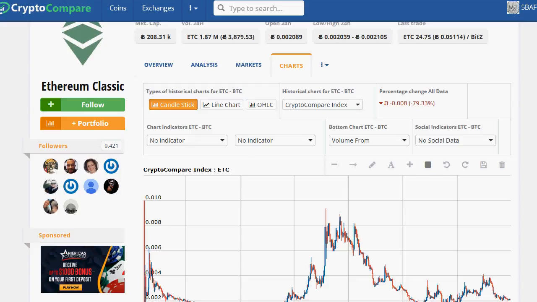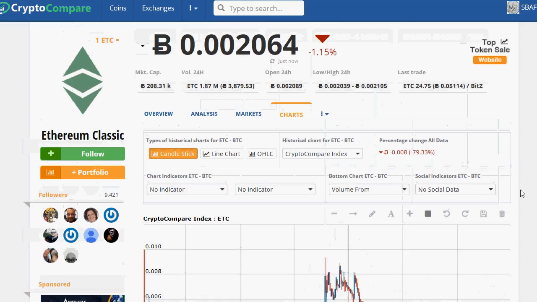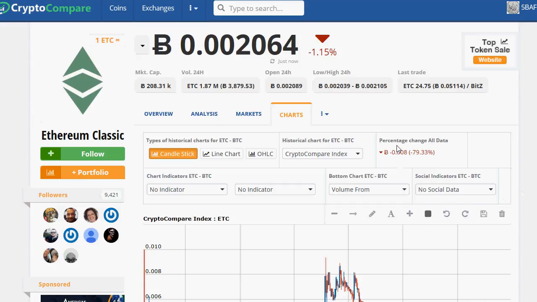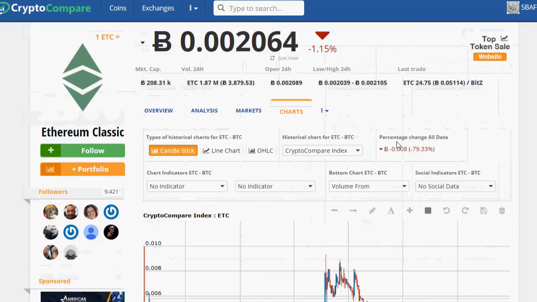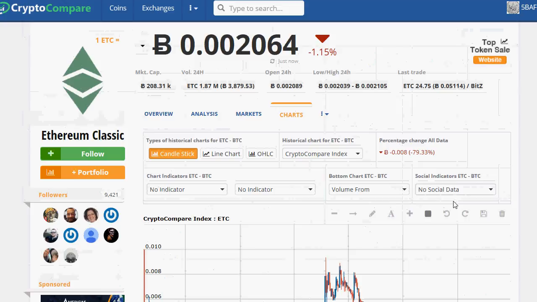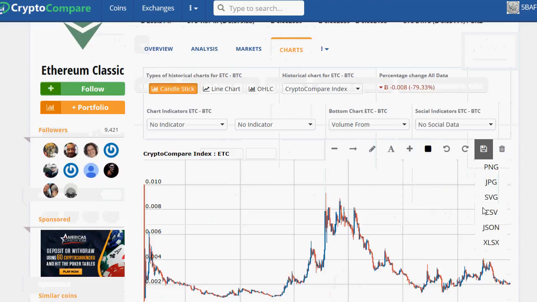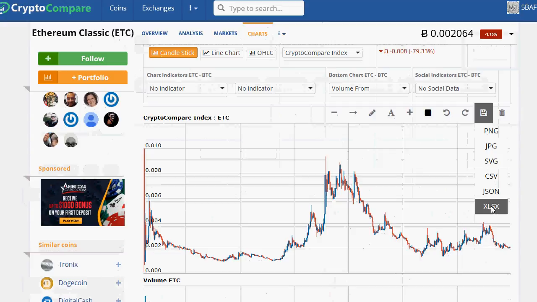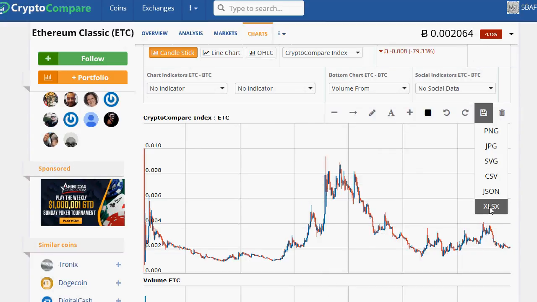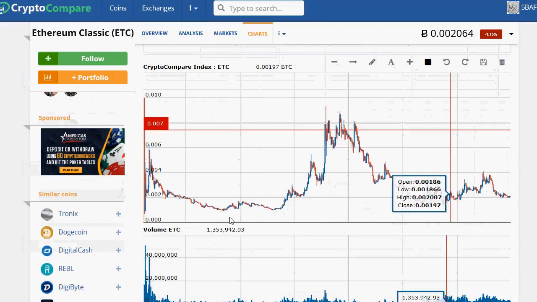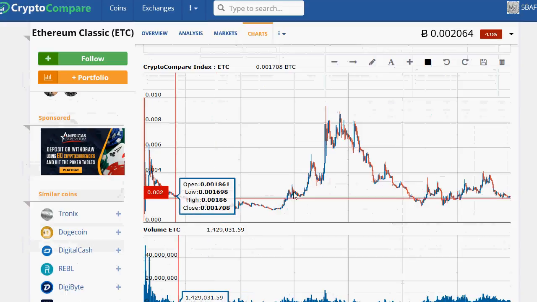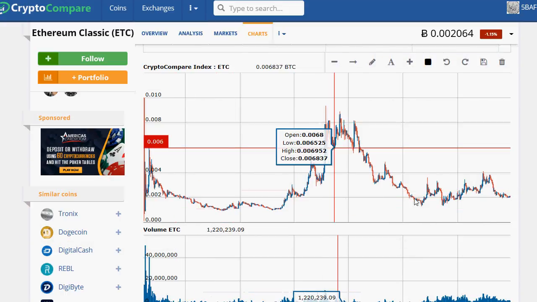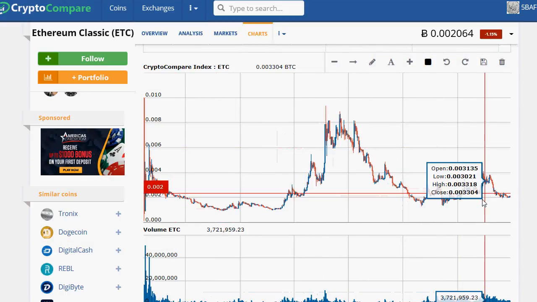CryptoCompare.com. I like this webpage, and what I got on here is Ethereum Classic. When you go to the chart, I don't know where the advanced chart is, but I've already clicked on it. However, this is where I can get the XLSX file, and I have already gotten the file. I can see that this market went down a bit, up nicely, back down, and has relatively been going sideways.